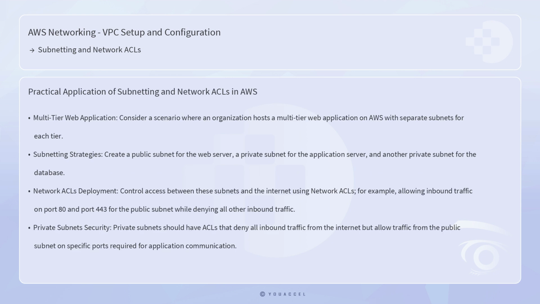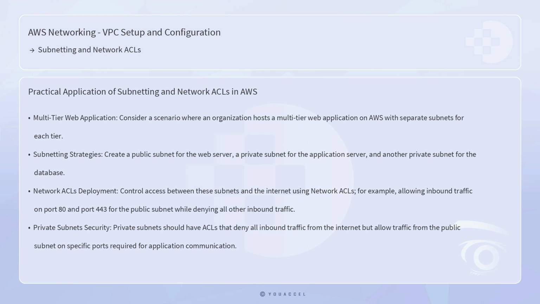To illustrate the practical application of subnetting and network ACLs, consider a scenario where an organization hosts a multi-tier web application on AWS. The application consists of a front-end web server, a middle-tier application server, and a back-end database. By using subnetting, the organization can create separate subnets for each tier: a public subnet for the web server, a private subnet for the application server, and another private subnet for the database. Network ACLs can then be deployed to control access between these subnets and the Internet.